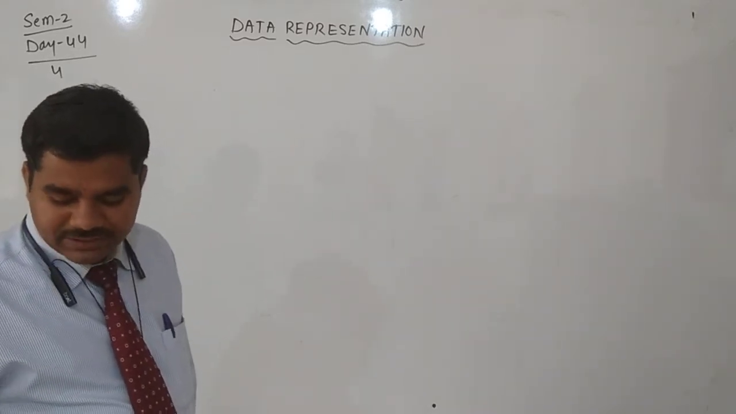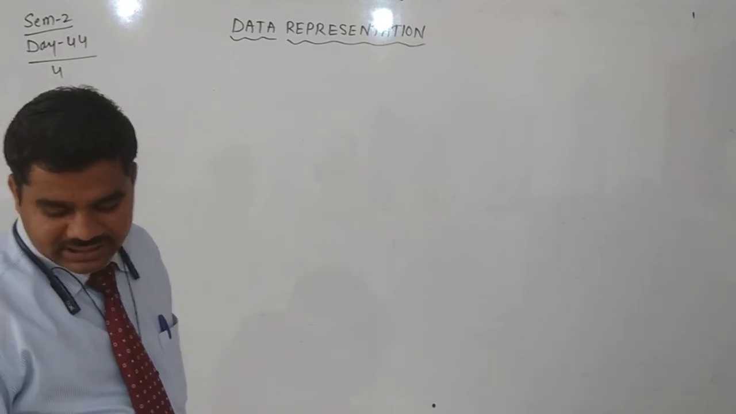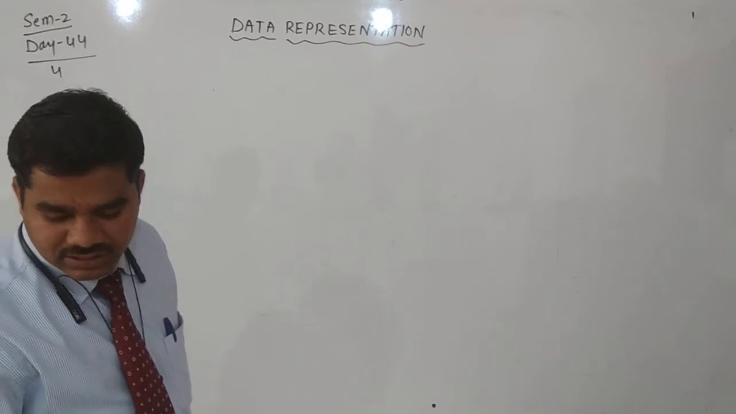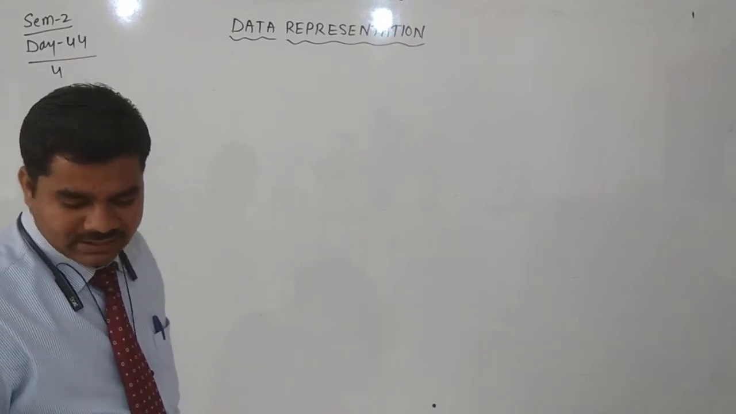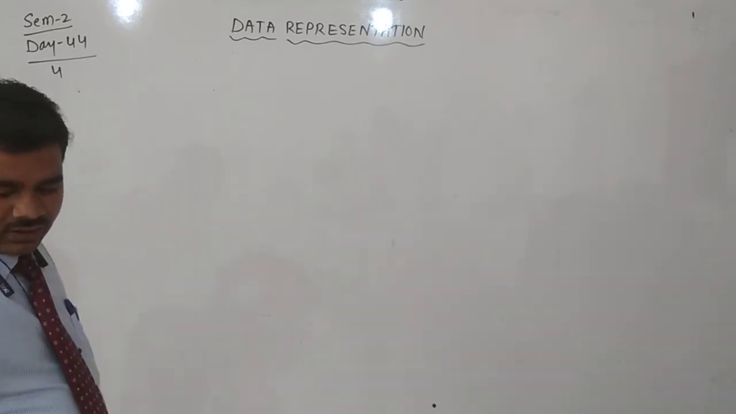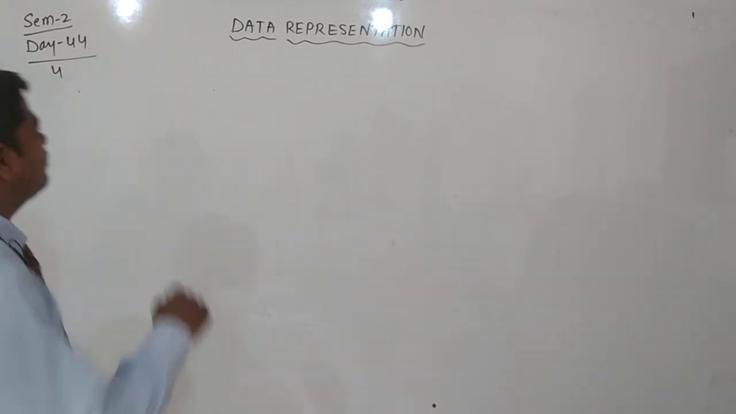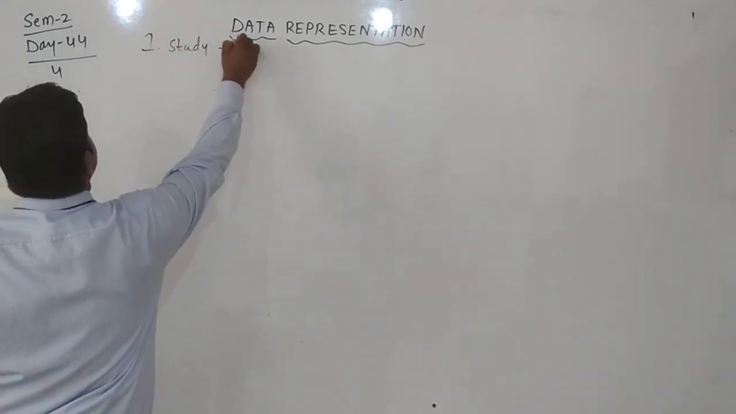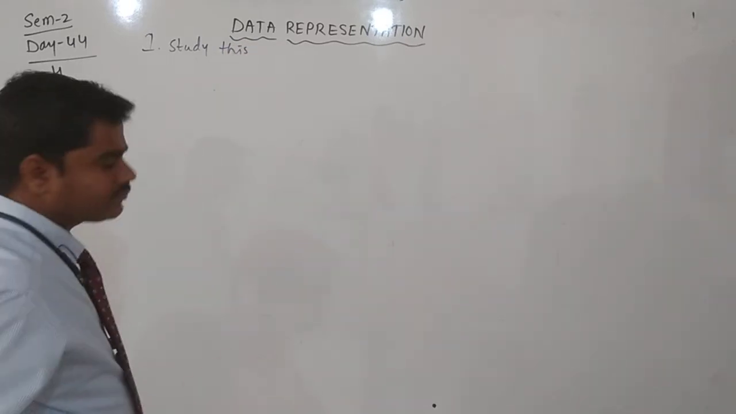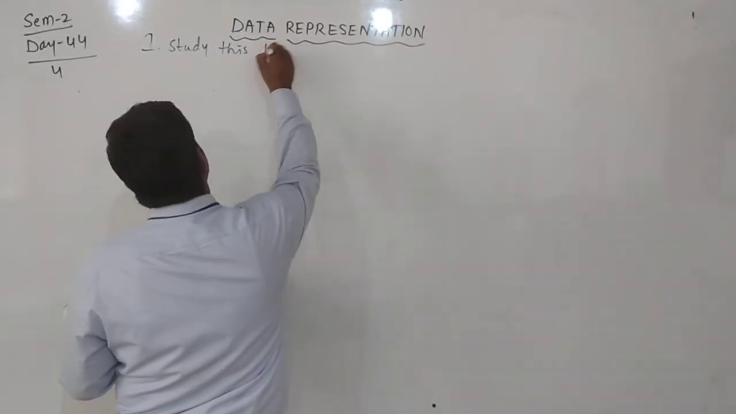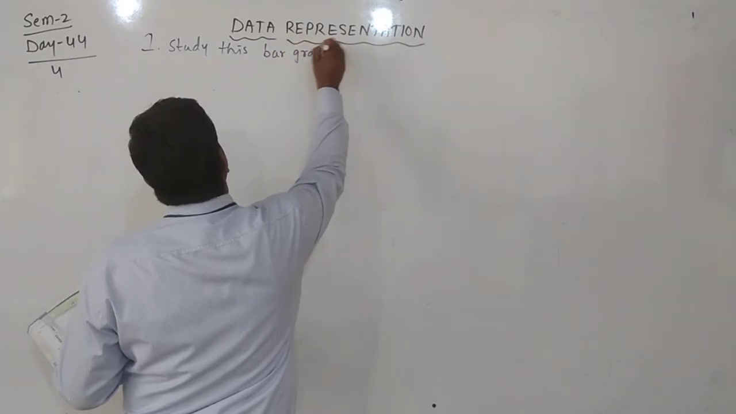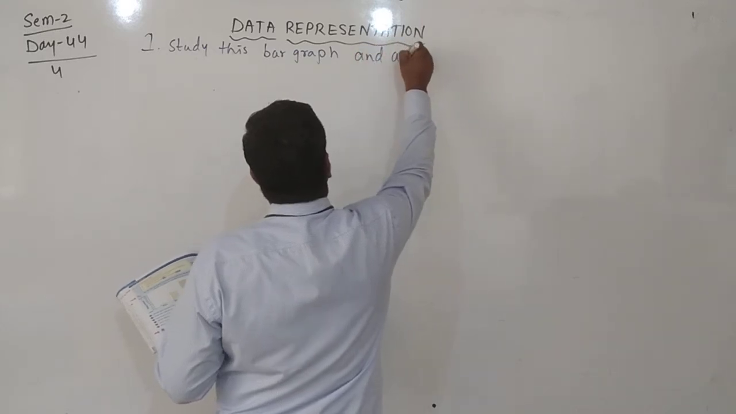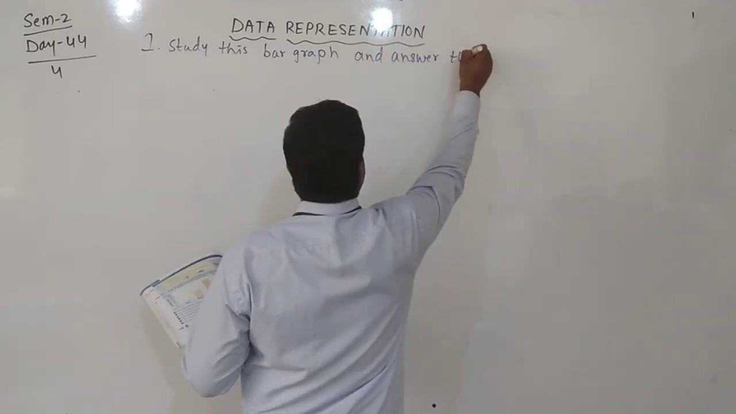In page number 157, there is another bar graph. Study this bar graph and answer the questions given below. We will draw the bar graph. This is a horizontal bar graph. Study this bar graph and answer the questions given below.